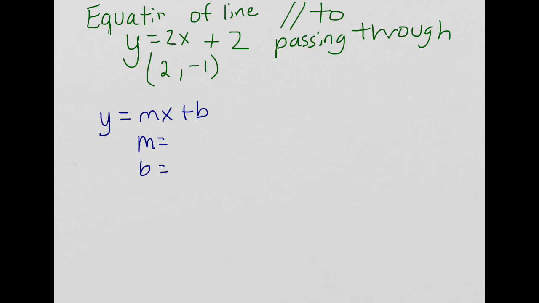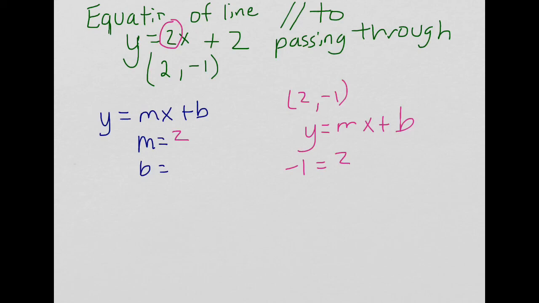So now what we're going to do is parallel lines. So for parallel lines, the slopes have to match. So I'm going to look at the equation that they've given me, and the slope is 2, so that means my slope is 2. And now I'm going to use my ordered pair, 2, -1, in order to find my b. So y equals mx plus b, and we're going to plug in what we know. So the y is -1, the slope is 2 because it has to be the same as the equation given, and then my x is 2.